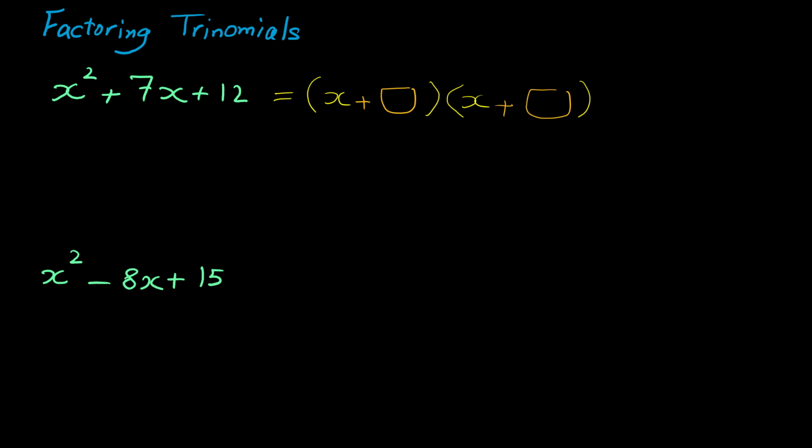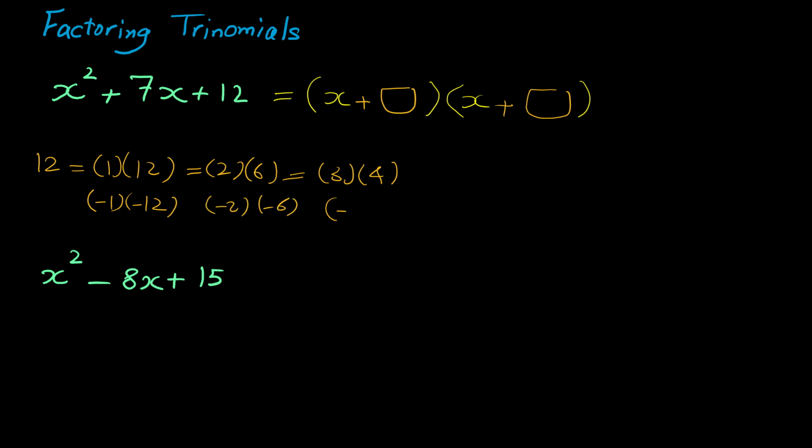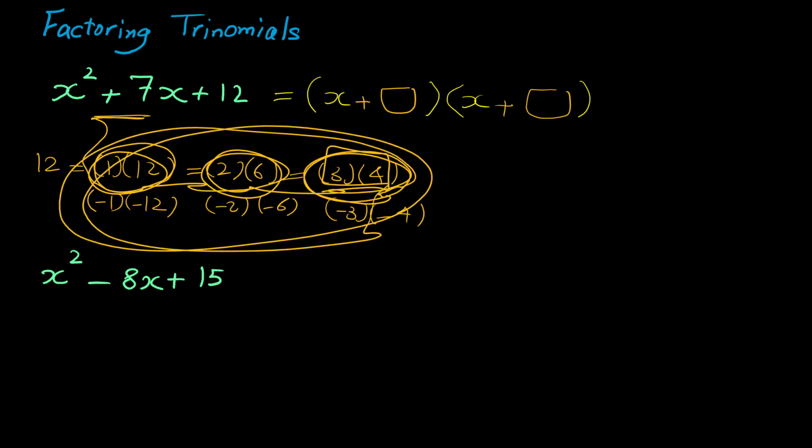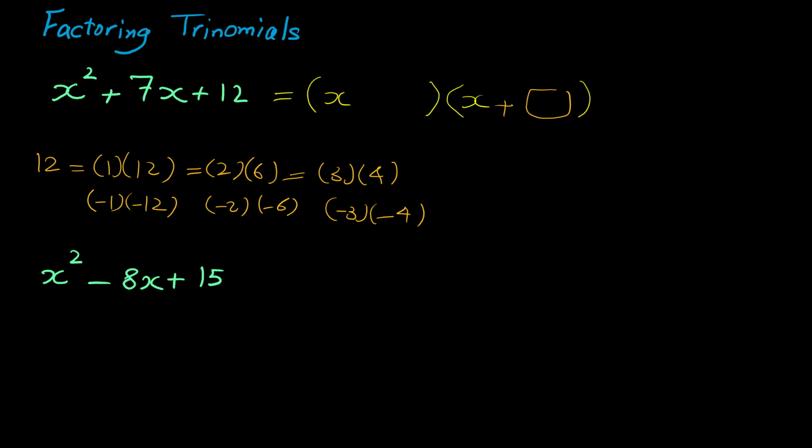If we look for numbers whose product is 12, 12 can be written as 1 times 12. It can be written as 2 times 6, 3 times 4. And of course, you can write it as negative 1 times negative 12, negative 2 times negative 6, negative 3 times negative 4. But between these pairs of numbers, we are looking for the one whose sum is 7. 1 plus 12 is 13. 2 plus 6 is 8. 3 plus 4 is 7. So between these pairs, these are the numbers that we are looking for. And so in the first bracket we put 3, and in the other bracket we put 4. The order doesn't matter. You can put 4 in the first bracket, 3 in the other bracket.